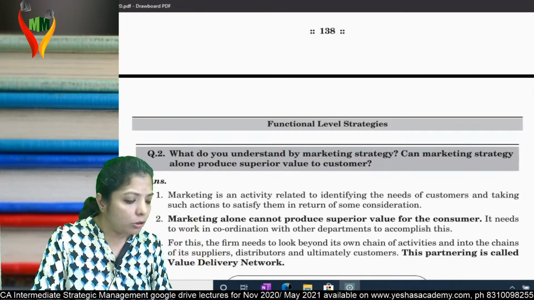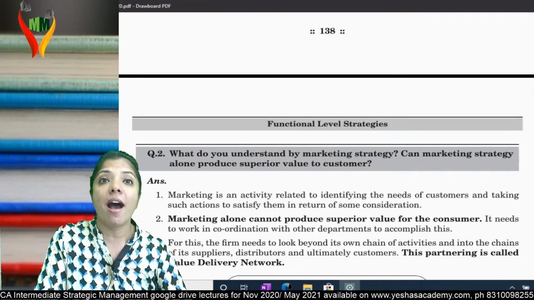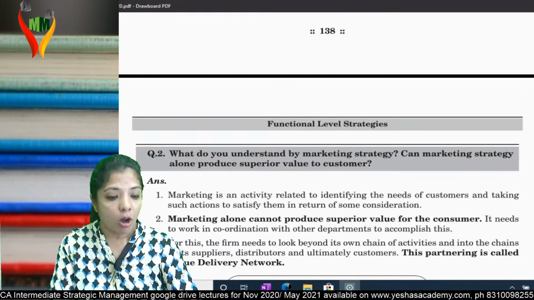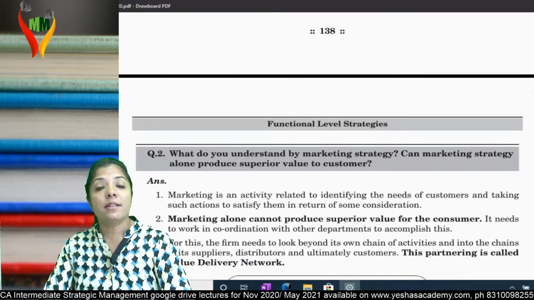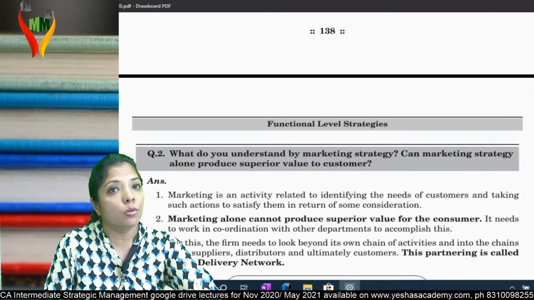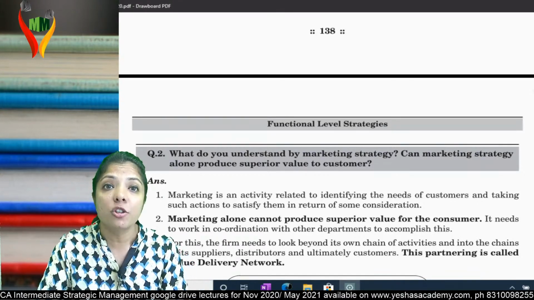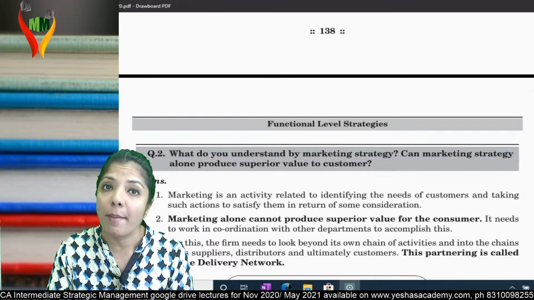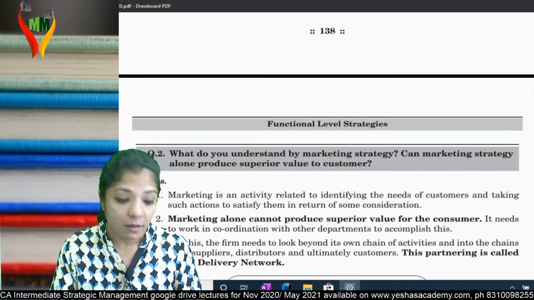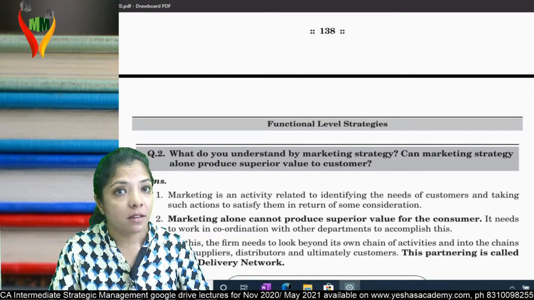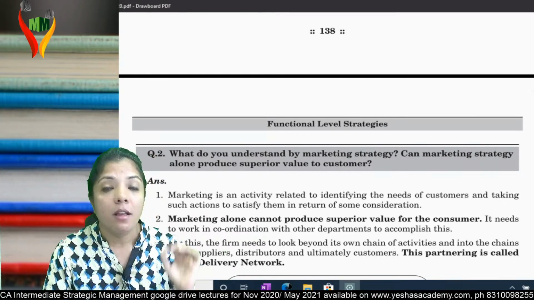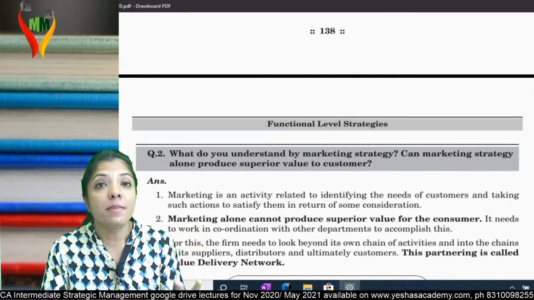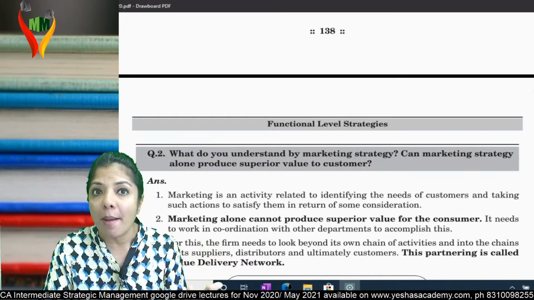That means gone are those days where whatever I am selling, you have to buy. Nowadays customers have choice, customers have options, so they will buy only when it meets their requirement. I hope you are getting my point. When customers feel it is as per their requirement, then only they'll buy.